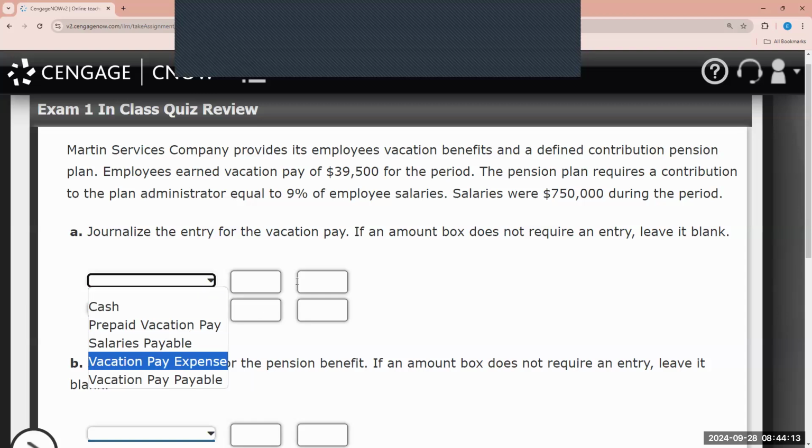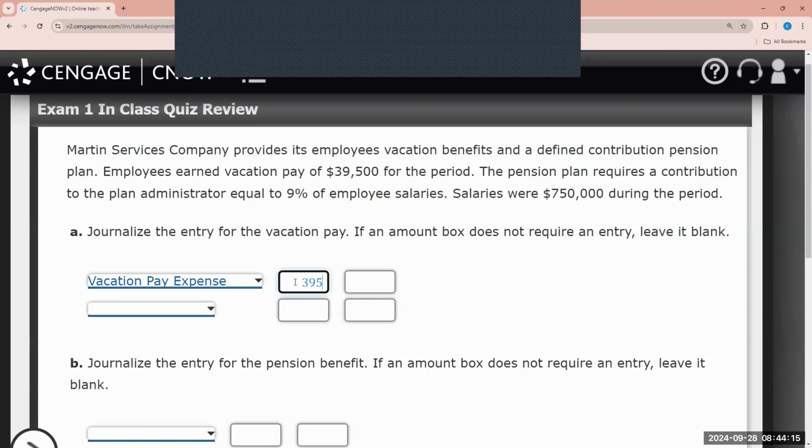So for this information here, it's asking us to journalize the entry for the vacation pay. So we would debit our vacation pay expense for the $39,500. And in this case, the employees, they earned this vacation pay, but we have not paid it as yet. So therefore, we would credit our vacation pay payable for that amount. And then when our employees actually take their vacation, from there, we would decrease the liability.